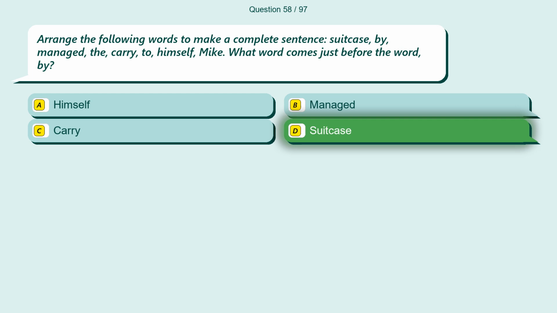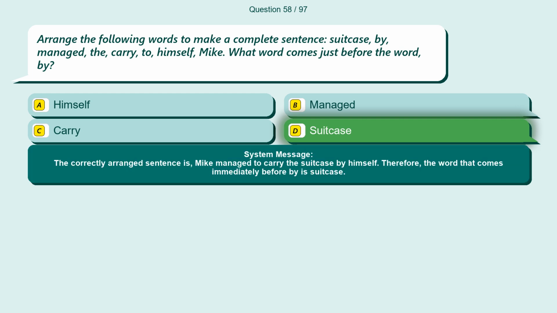The correct answer is option D, suitcase. The correctly arranged sentence is, Mike managed to carry the suitcase by himself. Therefore, the word that comes immediately before by is suitcase.